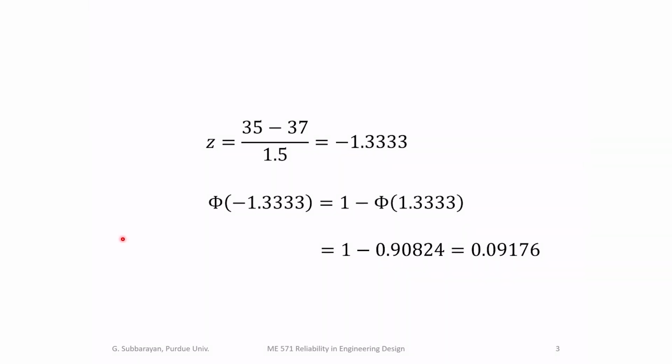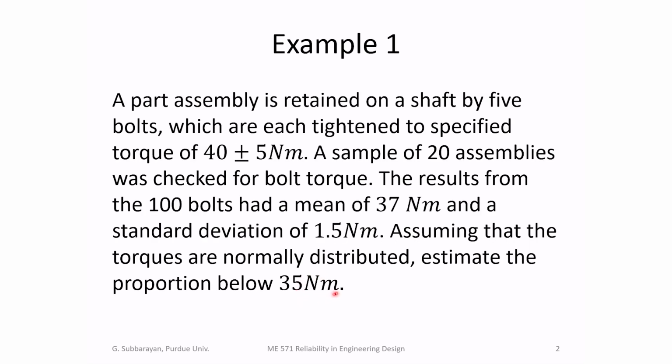This value would be different from what you would estimate from a computer, because the computer will be more accurate. This value is only accurate to the second decimal place, 1.33, whereas if you were to use a computer, you can estimate up to the fourth decimal place, and that value would be slightly different from what you have here. The probability then turns out to be 0.09176, which means 9.1% of your assemblies would fail because they would have a torque below 35 Newton meters.